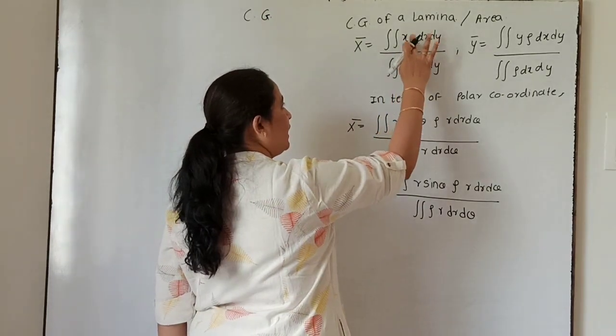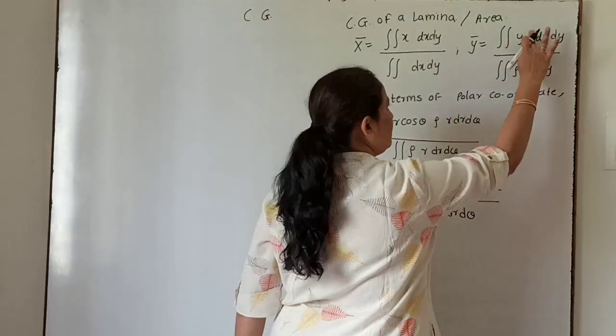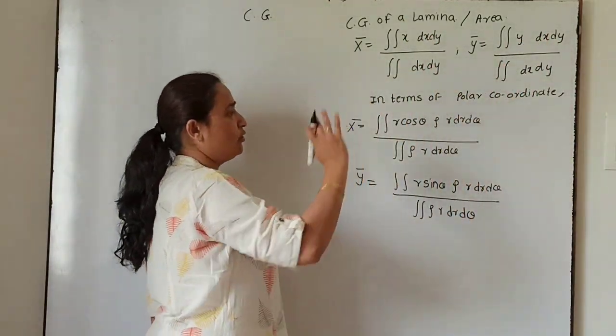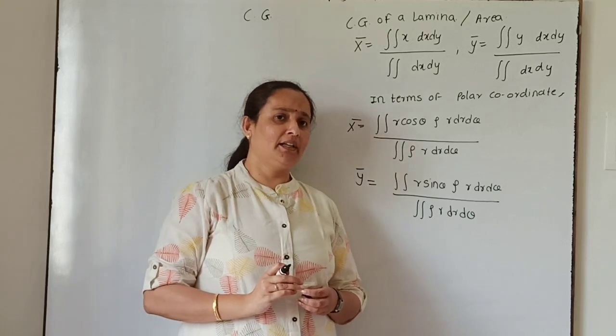If it is not provided, your formula will be like this. We'll only cancel rho: since rho is constant, take it outside, it will get cancelled in numerator and denominator.